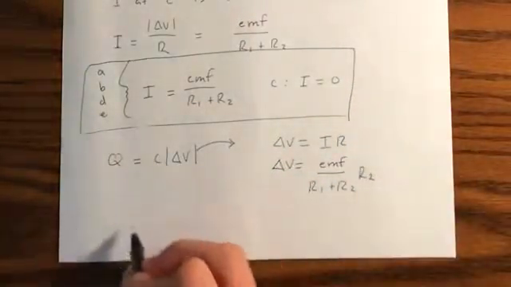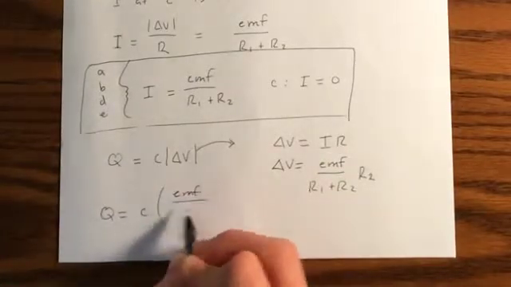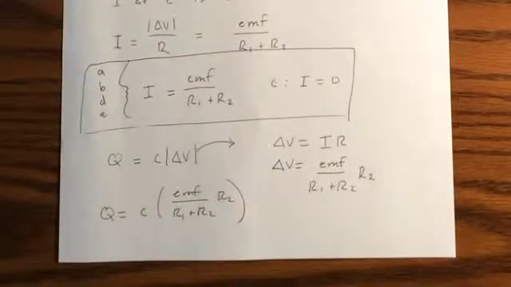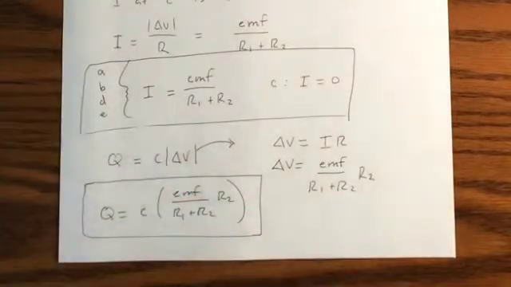And now we can just plug that in for the charge. That's just capacitance times EMF over R1 plus R2 times R2. And that right there gives you the charge on the capacitor. And there you have it.